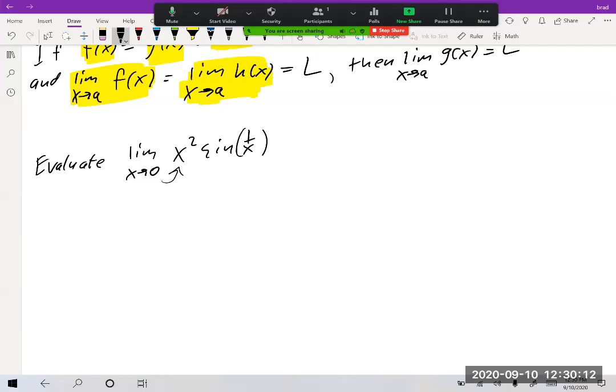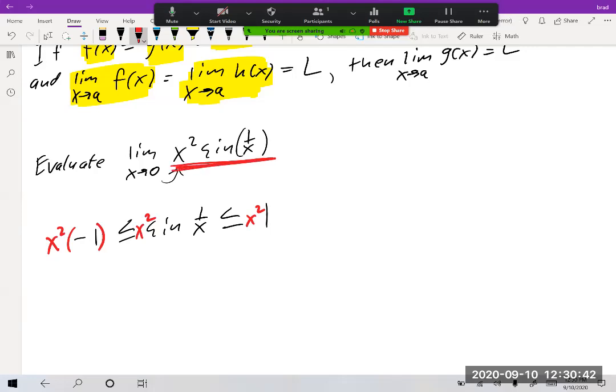So what we're going to do is bound sine of 1 over x. From your trig class or your pre-calculus class, you remember that the sine of any argument will be between -1 and 1, okay? So the sine of 1 over x is between -1 and 1. Then I'm going to multiply this by x squared, so I get x squared times sine of 1 over x.